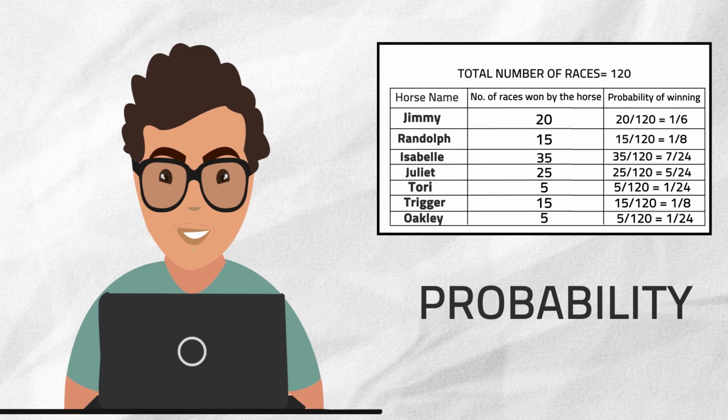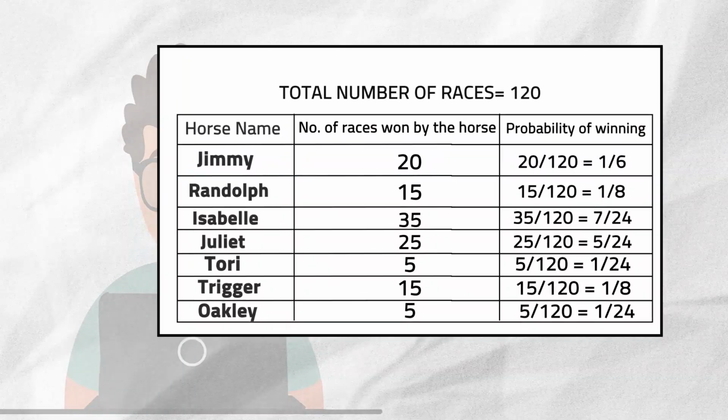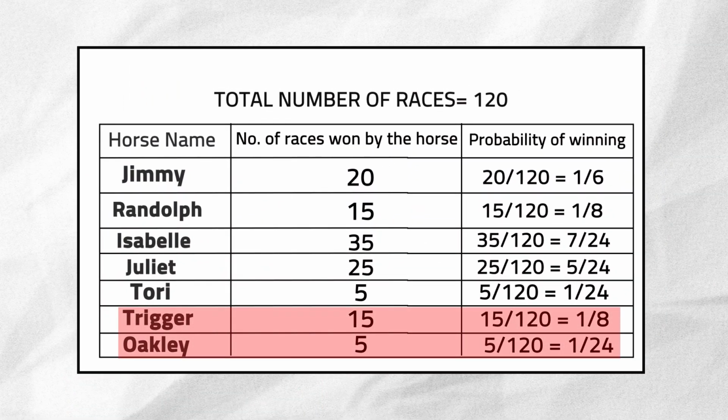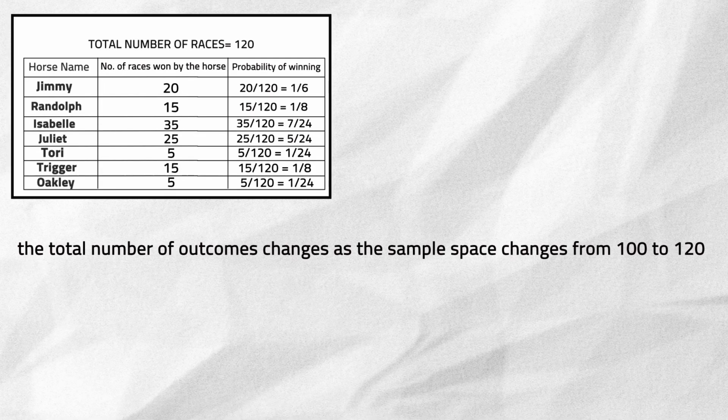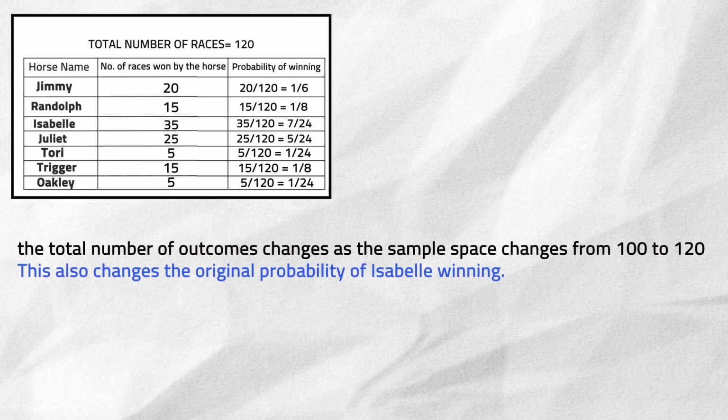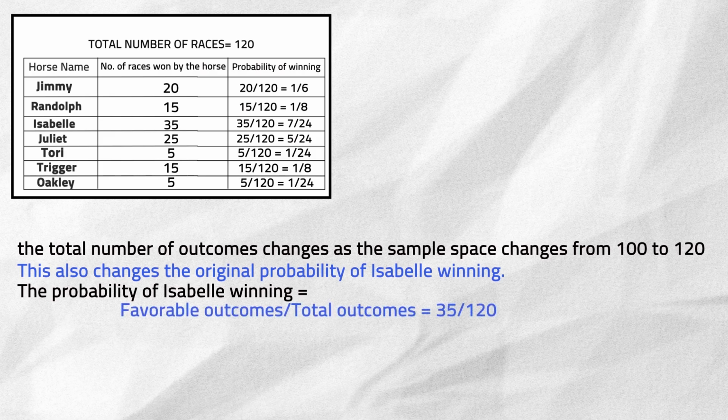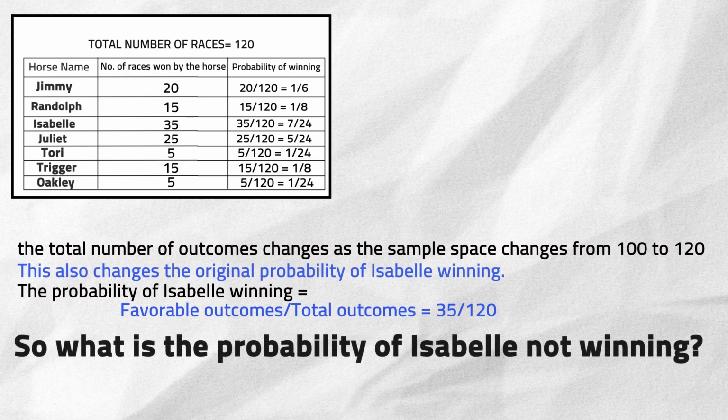Let's find out which concept of probability would help him here and how. Due to the addition of Trigger and Oakley to the race, the total number of outcomes changes as the sample space changes from 100 to 120. This also changes the original probability of Isabel winning. The probability of Isabel winning is equal to favorable outcomes upon total outcomes, which is equal to 35 upon 120.